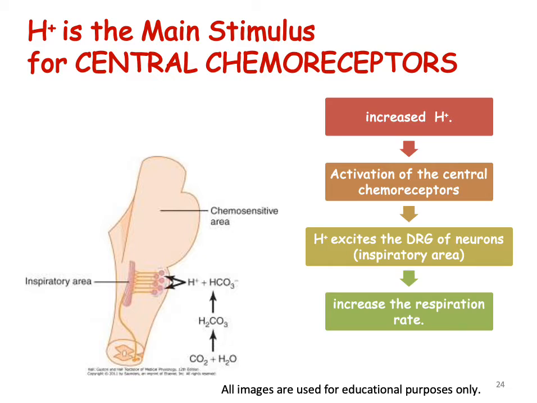When the hydrogen ion in the blood increases, this will activate the central chemoreceptors. So the hydrogen ion will excite the DRG, which is the inspiratory center. When the DRG is activated, the respiration rate will increase.